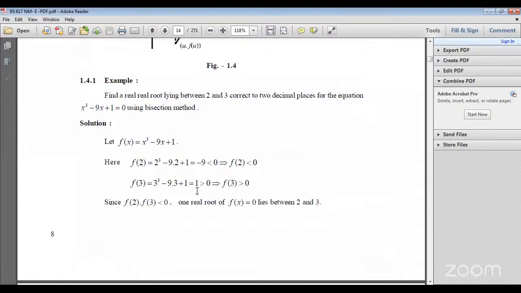Then find a real root lying between, correct to two decimal places, for the equation x cube minus 9x plus 1 is equal to 0 by the bisection method. Substituting 2: 2 cube minus 9 into 2 plus 1, that is 8 minus 18 plus 1, which is minus 9, less than 0.